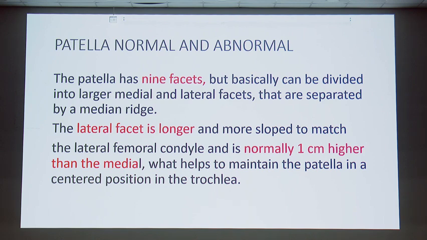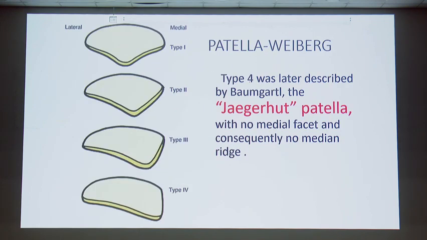The lateral patellar facet is longer and more sloped to match the lateral femoral condyle because it has to go freely and it has to lodge in that particular place. And the lateral patellar facet is 1 centimeter higher than the medial patellar facet. That is very much essential. If you are seeing the patella itself, you can say confidently whether it is normal or not, because it should have at least a ratio of lateral to medial of 60 to 40. It is not 50-50, it is usually 60 to 40.